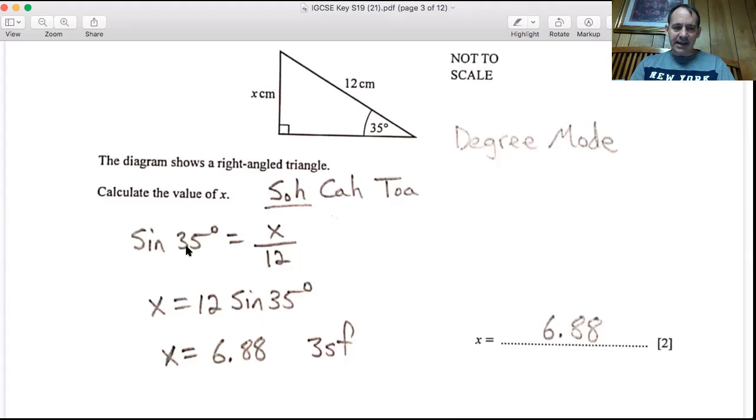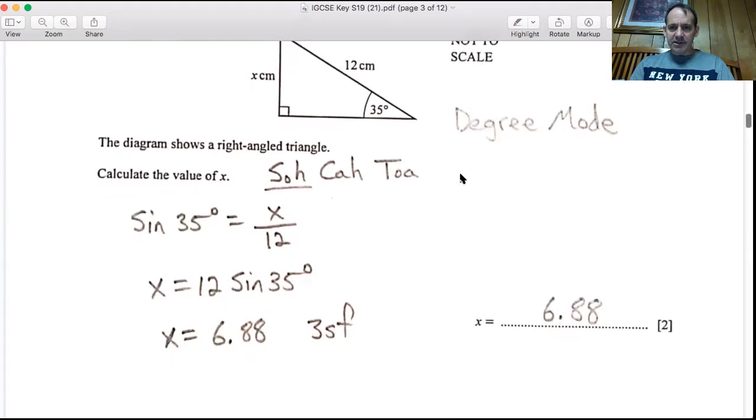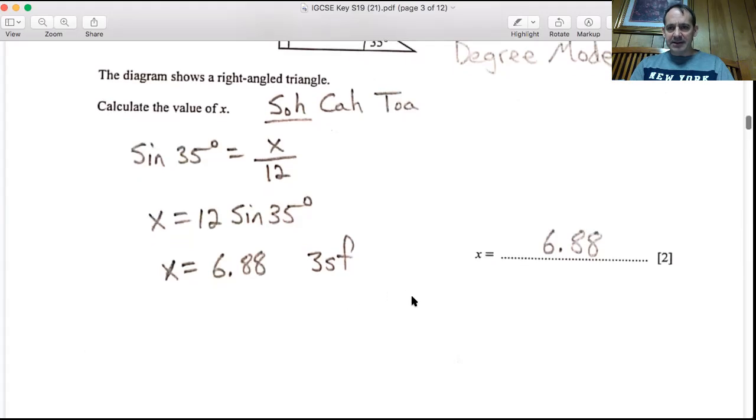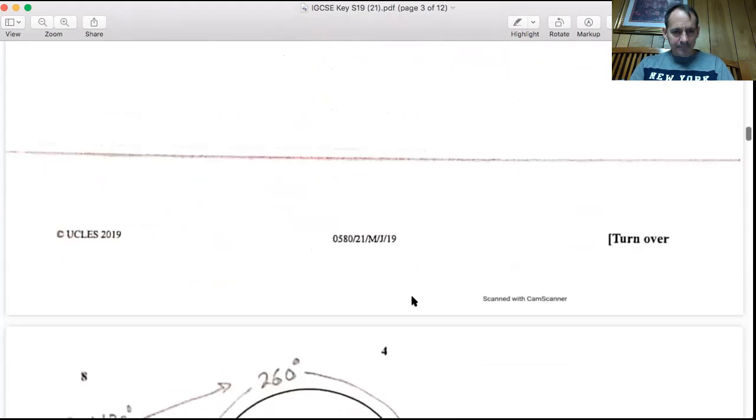So sine of the angle, sine of 35 equals the opposite, which is X, over the hypotenuse, which is 12. So to solve for X, we just multiply 12 times sine of 35. Again, make sure your calculator is in degree mode before you do any trigonometric calculation. And when you do that, it should come out to 6.88 to 3 significant figures, which most of your answers in Cambridge need to be, unless otherwise designated.